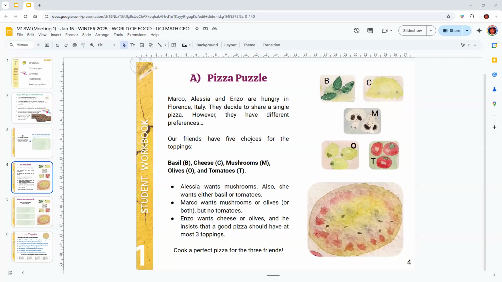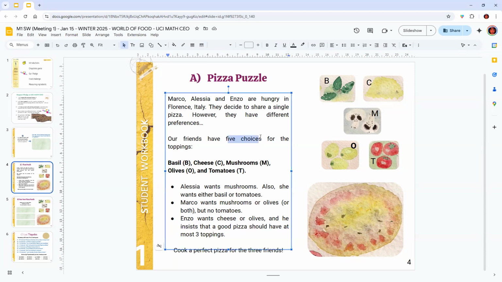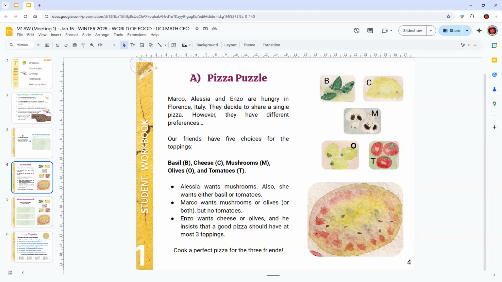A pizza puzzle. Marco, Alessia, and Enzo are hungry in Florence, Italy. They decide to share a single pizza. However, they have different preferences. Our friends have 5 choices for the toppings: basil, cheese, mushrooms, olives, and tomatoes.